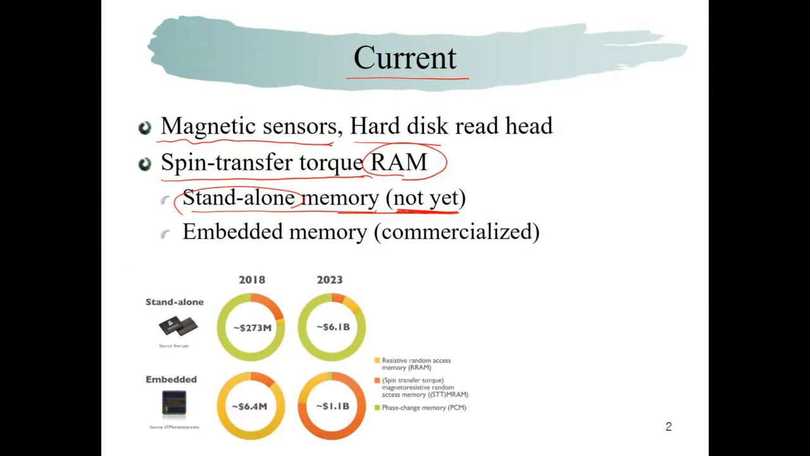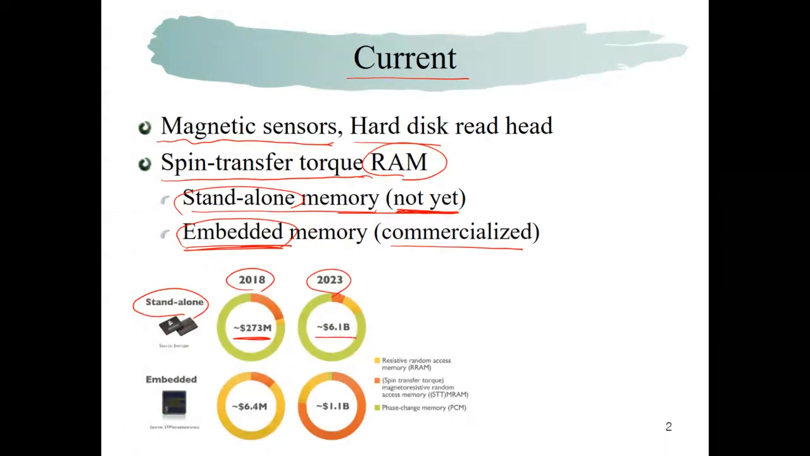But in another kind of memory called embedded memory, it's already commercialized. Embedded memory means the memory is embedded in other kinds of circuits, like the CPU as a cache memory, or in graphic card memory and such things. Compared to the standalone memory, the market in 2018 is around $300 million. We predict the market is getting larger, and after 3 years, we will have a 6.1 billion market. And for the embedded memory, this year it's much smaller, like only a few percent, but this market is getting bigger.